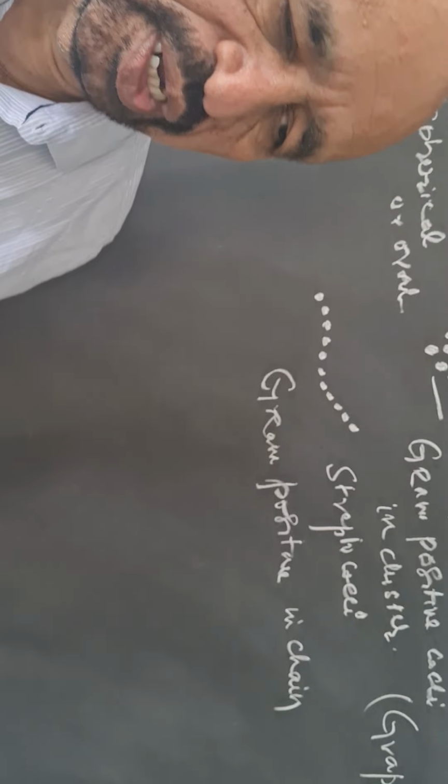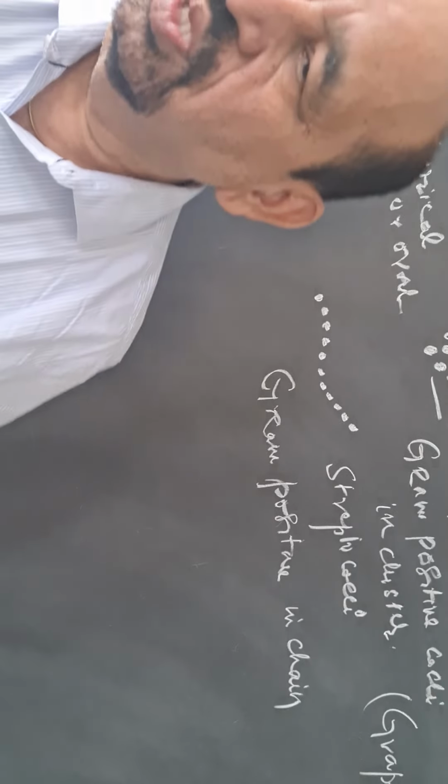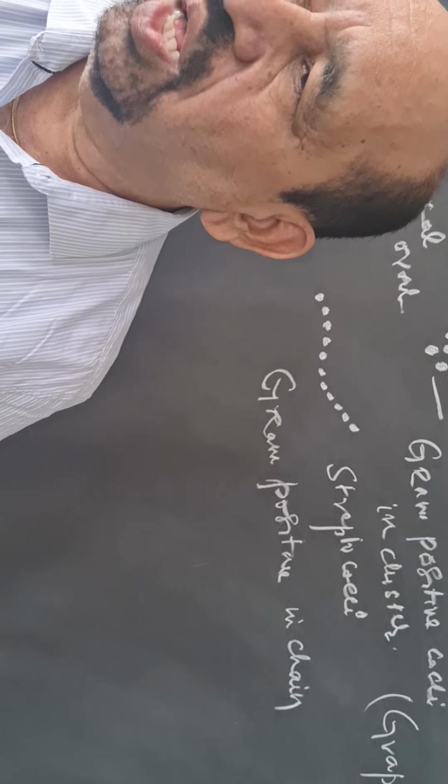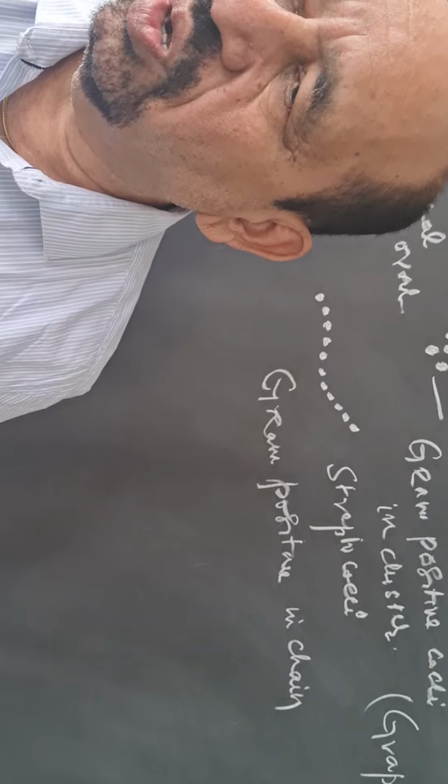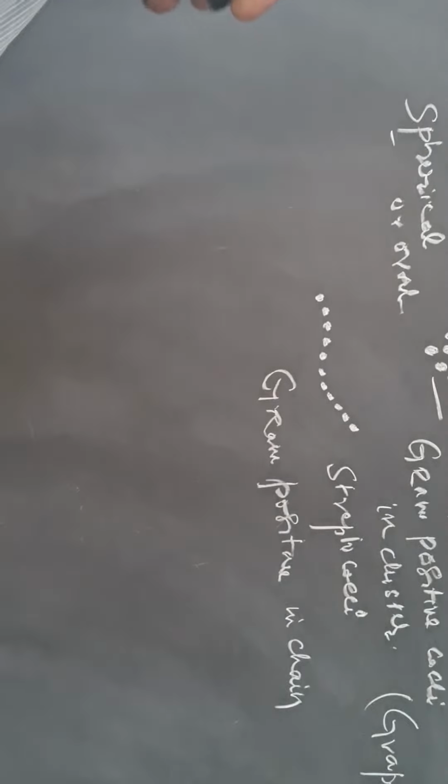Gram-positive cocci arranged in clusters. Staphylo means grapes. They are gram-positive cocci arranged in clusters.